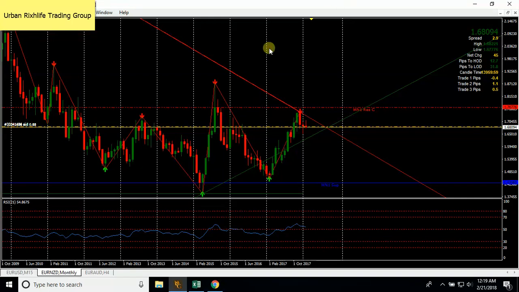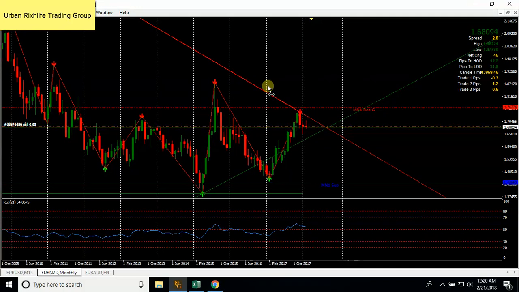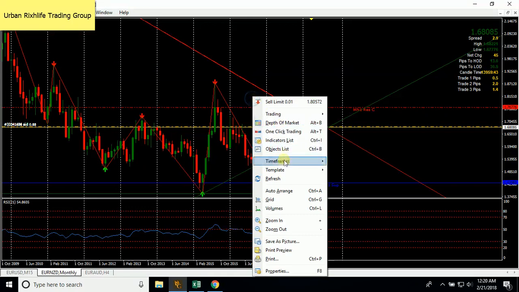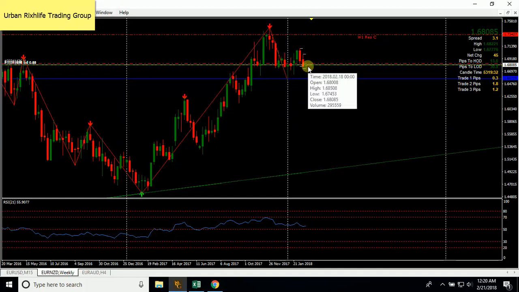Based on this monthly, you can take a journal and write Euro New Zealand, the date, and monthly chart downtrend. Then you would go to the weekly. On the weekly, you can see a low, high. We're down in the downtrend. We see weekly resistance here and weekly support here. So we know there's a high chance of coming back down here to the support.